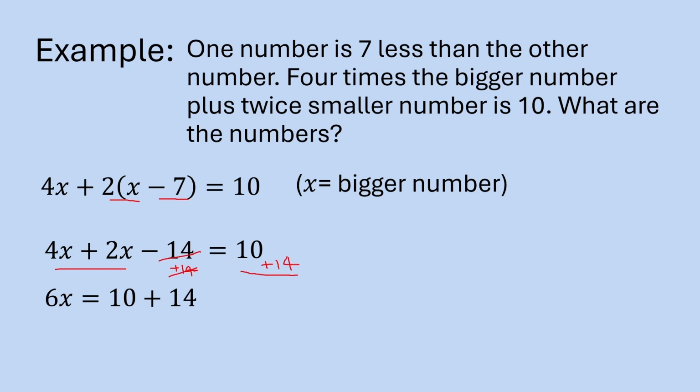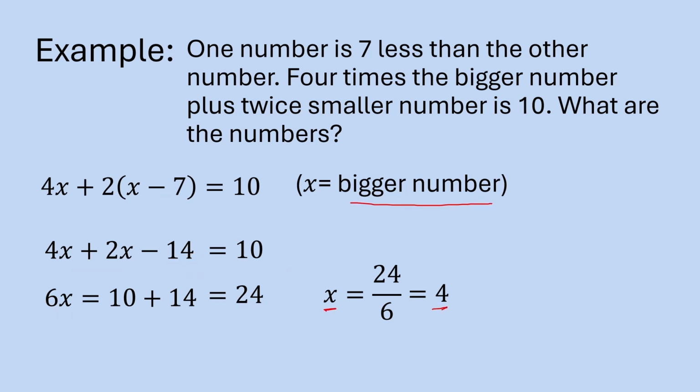So here 10 plus 14 is equal to 24. So x is equal to 24 divided by 6. We divide both sides by 6, so this same factor 6 is cancelled. So x is equal to 24 divided by 6, which is equal to 4. So x is 4. X is the bigger number. So the smaller number is 4 minus 7, which is equal to minus 3.